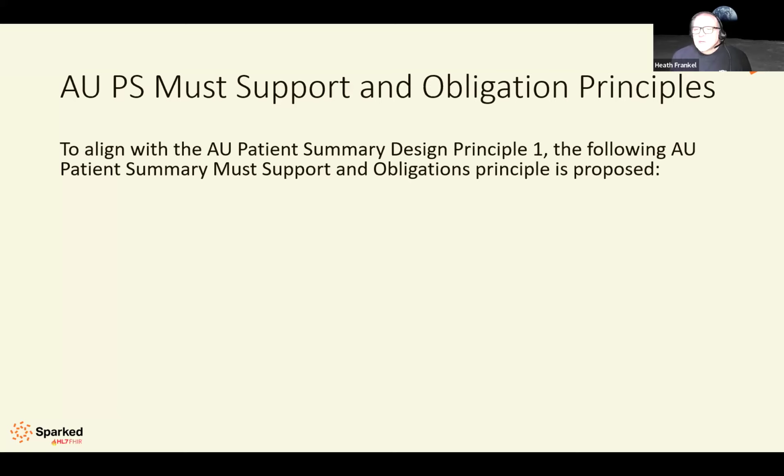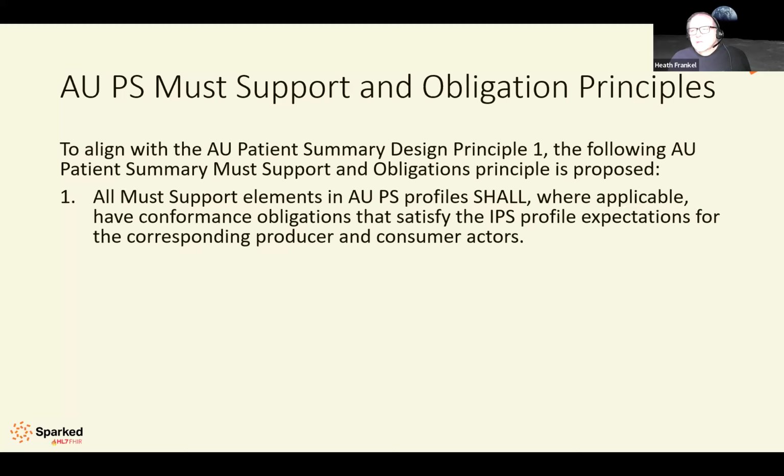We've got some guidance already around scope of things and whether something should be must support, but then it's the additional obligations and expectations of our systems on what the conformance requirements are. So the first principle that I would like to propose is that all must support elements in an AUPS profile shall, where applicable, have conformance obligations that satisfy the IPS profile expectations for the corresponding producer and consumer actors.